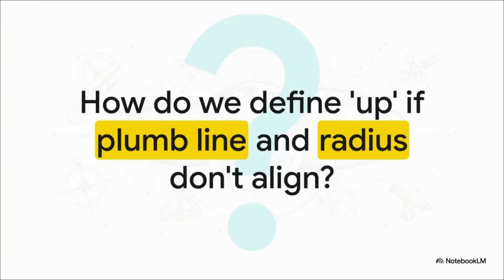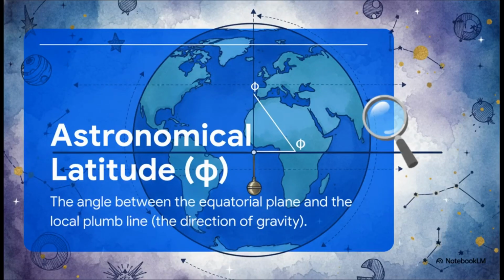This divergence really poses a central question, doesn't it? If the vector to the geometric center, the vector of local gravity, and the vector that's perpendicular to the idealized surface are all pointing in slightly different directions, which one do we use to define our position? Well, each of these three vectors gives rise to its own unique definition of latitude. First up is astronomical latitude. This is the one you can physically measure.